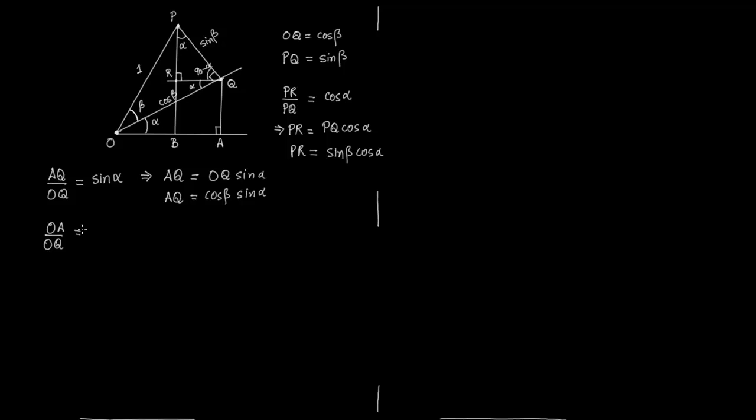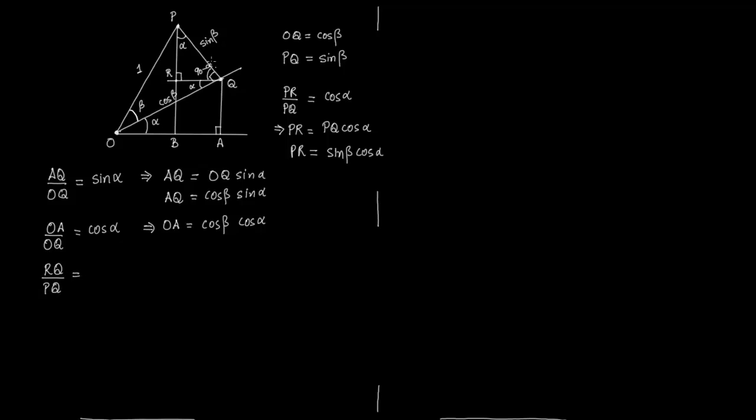Again I will write OA over OQ is cos alpha. Again we are working in the triangle OQA, which is a right angle triangle, and we use the definition of cos alpha: adjacent side OA divided by hypotenuse OQ. You multiply both sides by OQ and OQ is cos beta. So you have OA is cos beta times cos alpha.